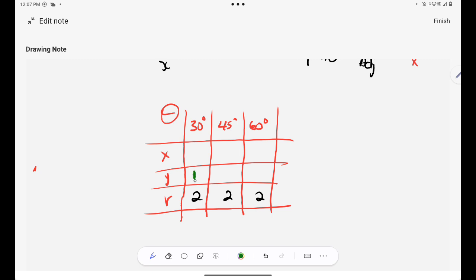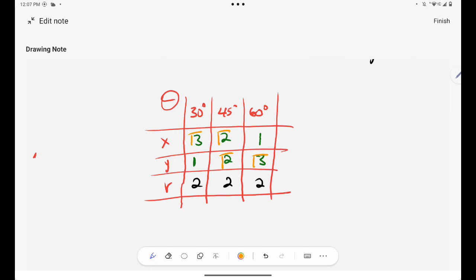From y, just say 1, 2, and 3. Then you come back and say 1, 2, and 3. And then all you need to do is to just put the square roots for both x and y. The square roots of 3. I don't need to put the square roots for the values of 1 because the square root of 1 will be 1. Are you together?